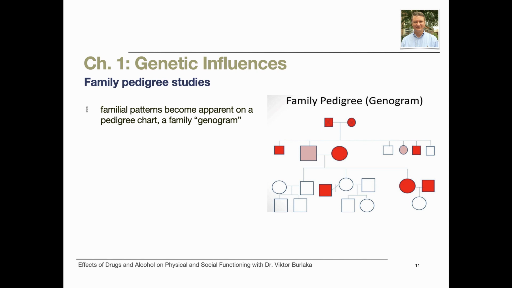Pedigree charts, or genograms, are often used to see familial patterns of substance use. The figure you see on this slide shows a family's pedigree for alcohol use disorder. Family members with alcohol use disorder are shown in dark red color. Adults with alcohol misuse are shown in light red. You can see 3 generations. The youngest generation are still too young to know about.